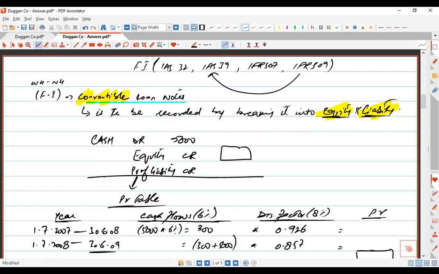Why? Because until the redemption time period, till the maturity date, this loan note is to be treated as a liability. But at the conversion date, the loan note holder has an option to get their cash back, or they can convert these convertible loan notes into equity shares. So if this convertible loan note has two characteristics, then initially at inception, at the start, we have to record it by breaking it into equity and liability portions.